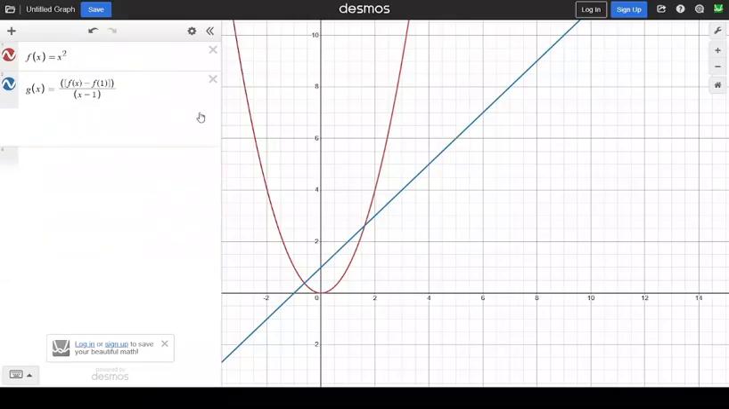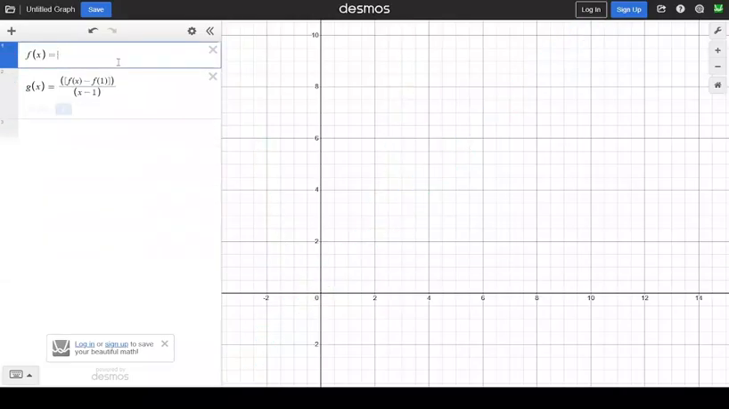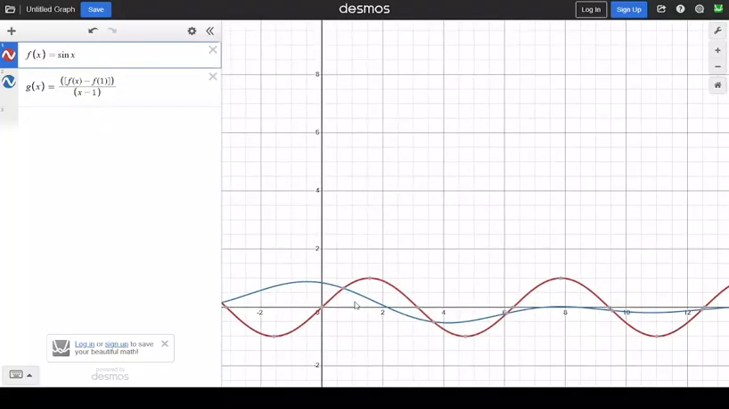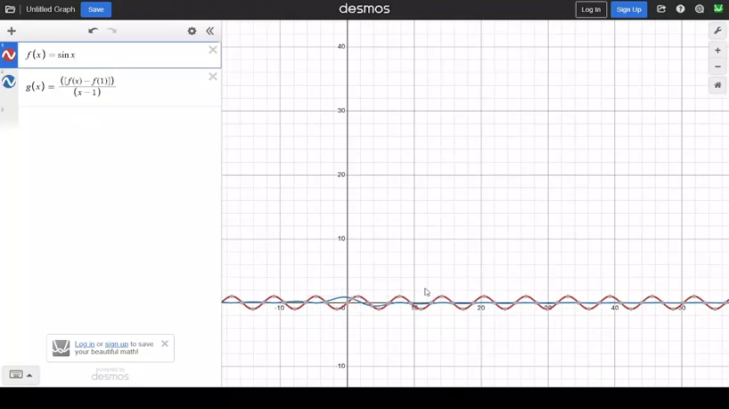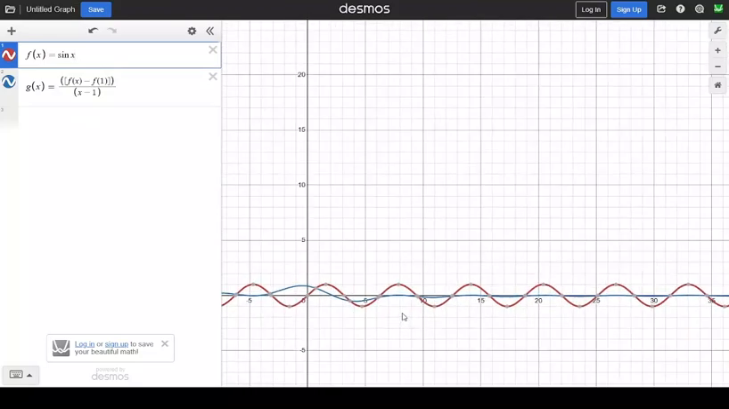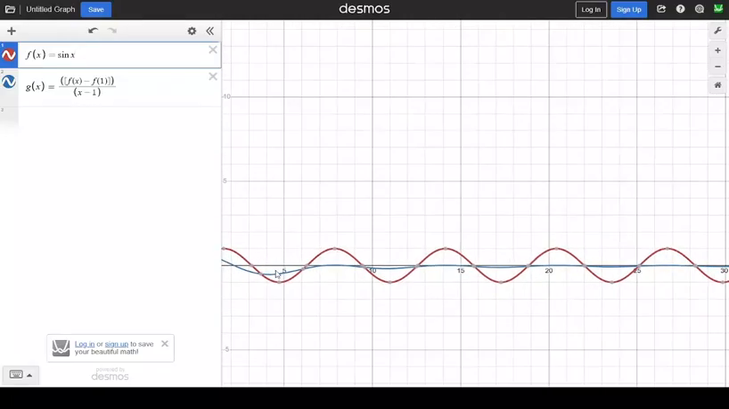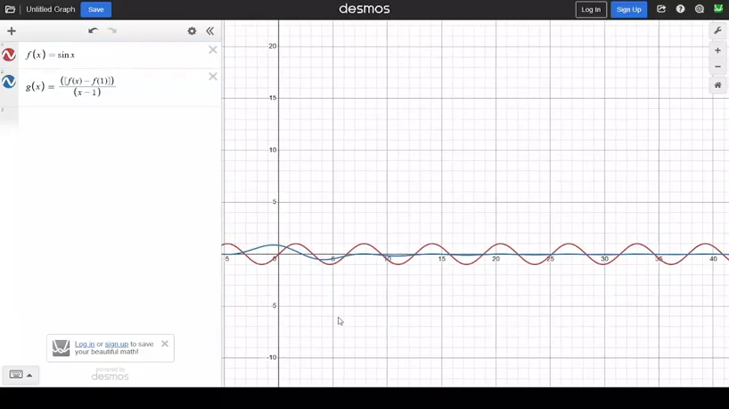So let's do sine of x. Why not? Sine of x looks pretty cool. We will see that because sine of x is a sinusoidal function, it repeats. Essentially, what's going to happen is that our graph also repeats. So let's go ahead and see.